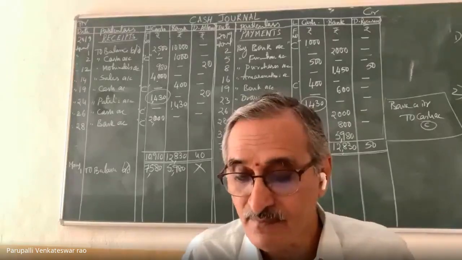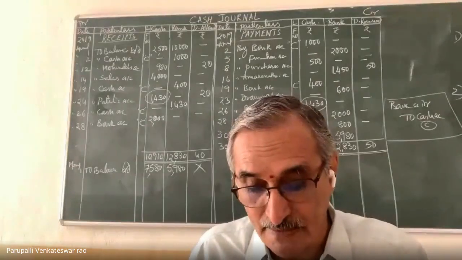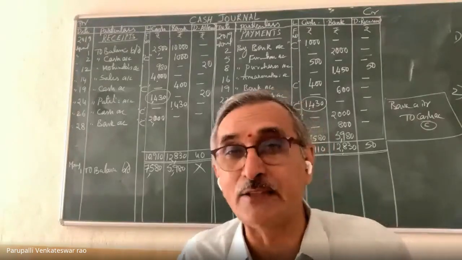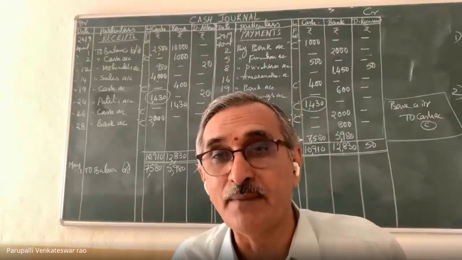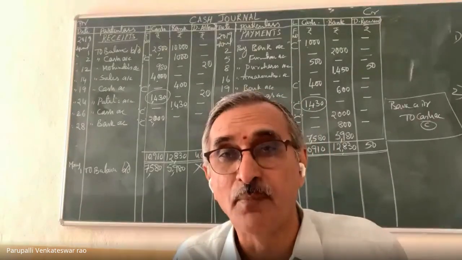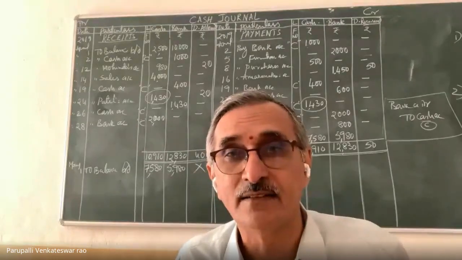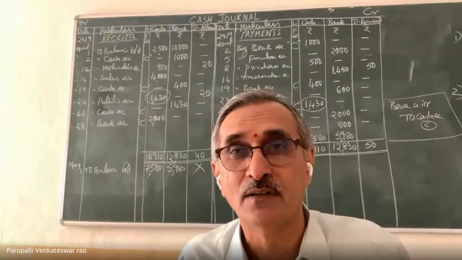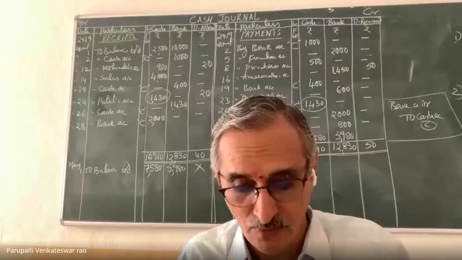Sir, on January 10th, on the debit side, should we write to machinery account or to sale of machinery? Sale of machinery, payment received by a check. Payment received means machinery sold, money comes in, receipt. Machinery goes out, to machinery account.